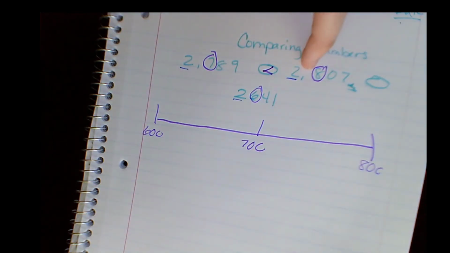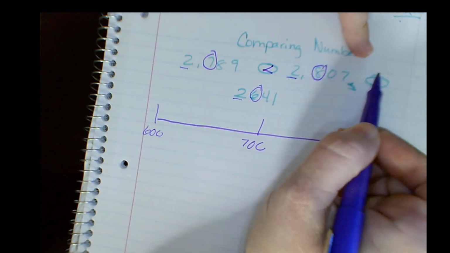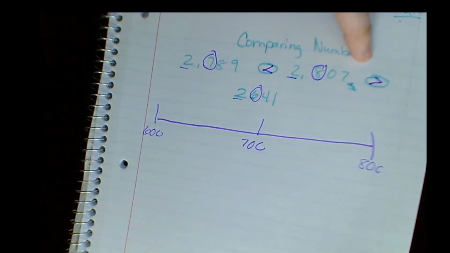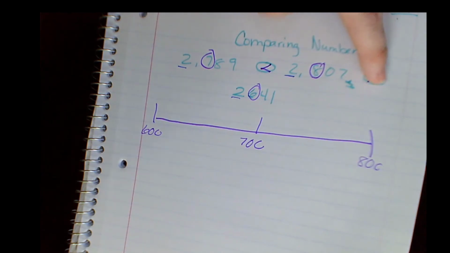So now you take this middle number, 2,807. Is that greater than, equal to, or less than 2,641? It's greater than. So my symbol is going to be eating the bigger number here. So now the mouth is pointing to 2,807. So that's saying 2,807 is greater than 2,641.